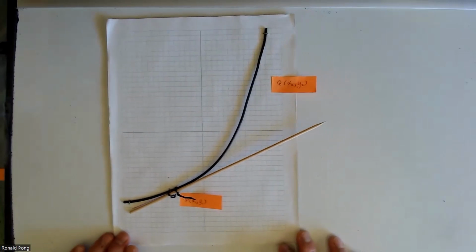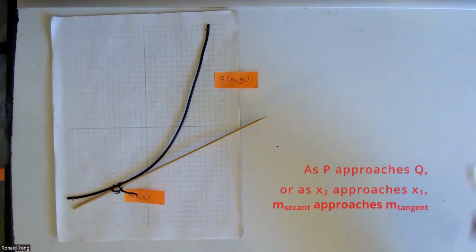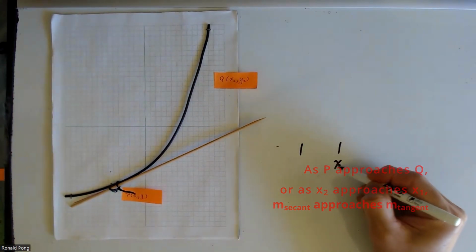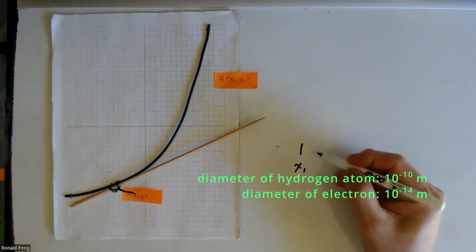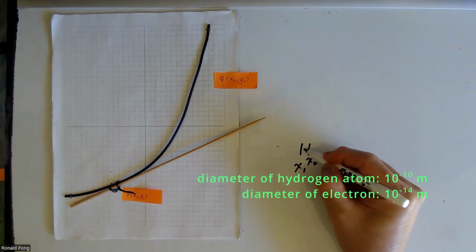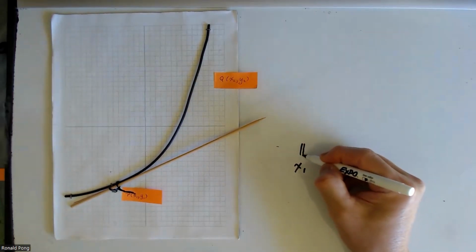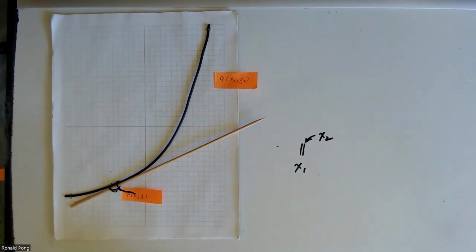How close can I allow x2 to approach x1? And the answer is, in my mind, as close as I want to. I could let the distance between x2 and x1 be less than, say, the diameter of a hydrogen atom. I could let that distance be less than the diameter of an electron. I can let that distance be as small as I want to, as long as I still have 2 distinct points. I could still draw a line.